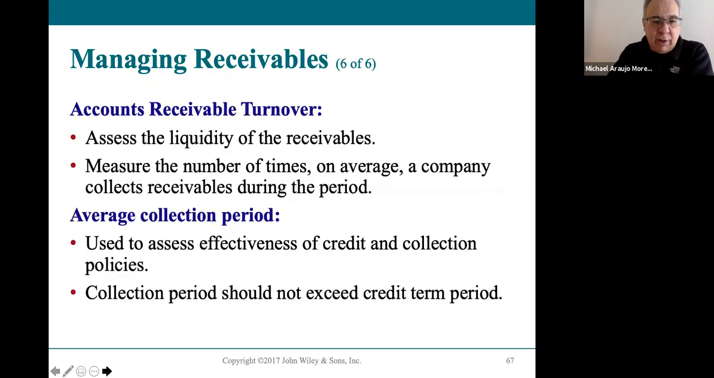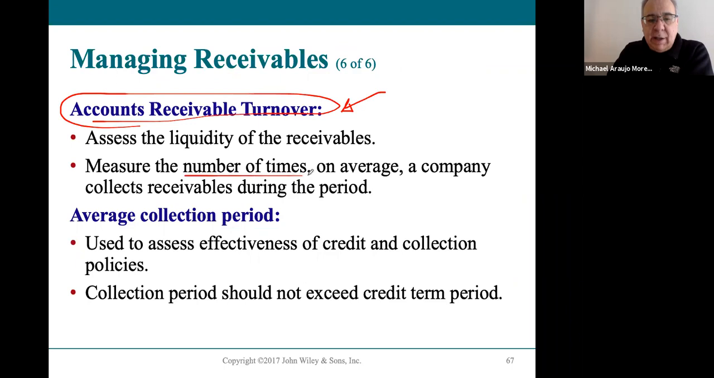So that's what that talks about here. And the last thing are the actual financial analysis. So one of the most important things to note is this accounts receivable turnover. It's the number of times you collect your receivables during a period, and we're going to use a year for a period of time.